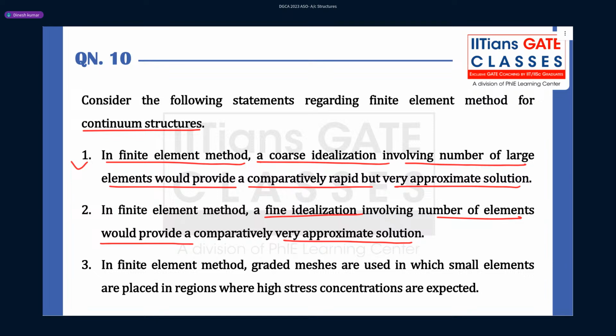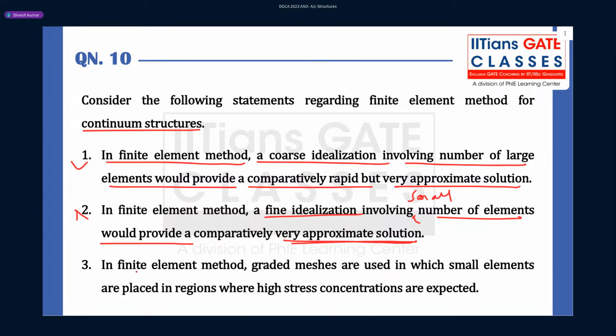It should be, in the finite element method, a fine idealization involving a number of small elements. Actually, when fine idealization is used, the number of elements will be more. So it is not correct. And it gives an approximate solution. Of course, it will be an approximate solution, but a better solution. Whenever there is a fine mesh, the number of elements will be more. So 2 is not correct.